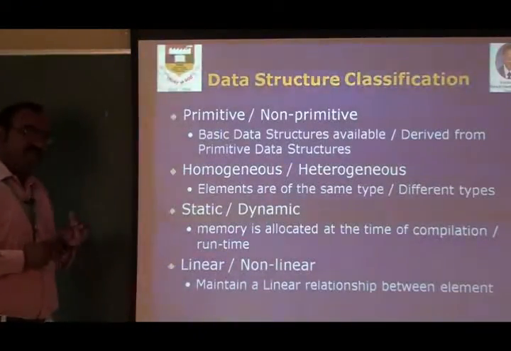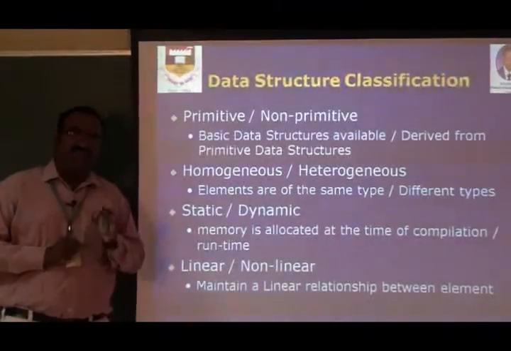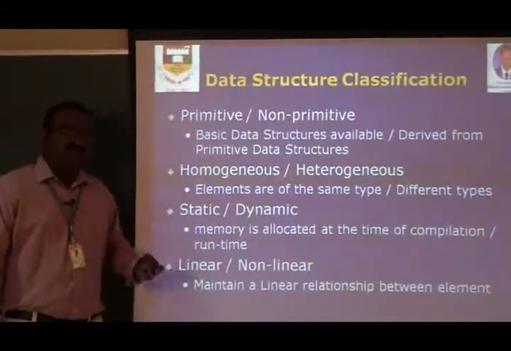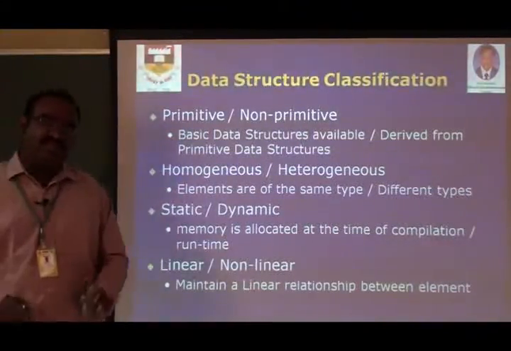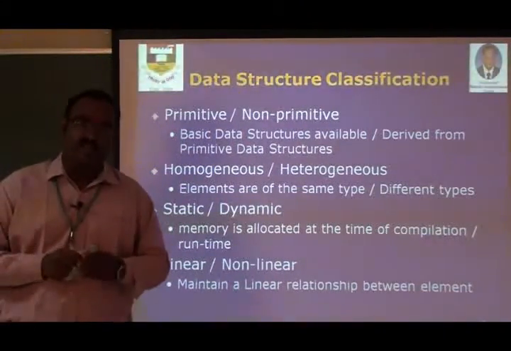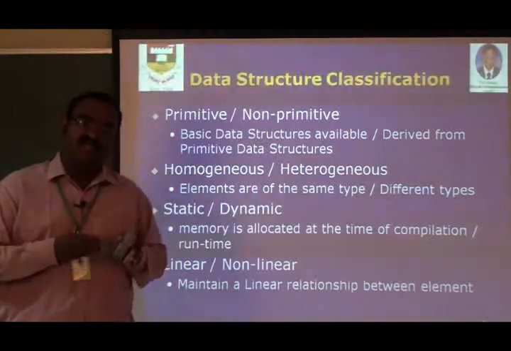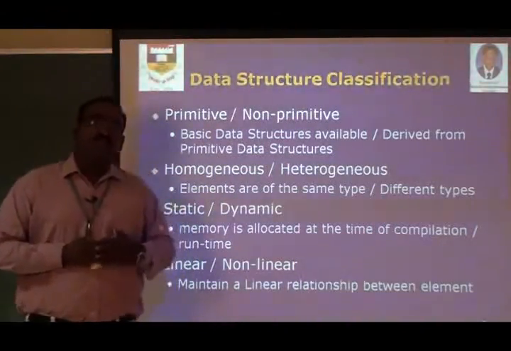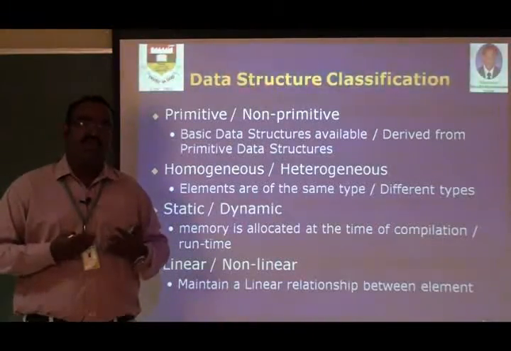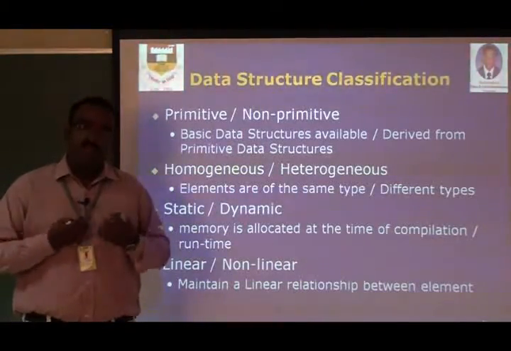So now the types of data structures. There is a lot of classification of data structures. The first one is primitive or non-primitive data structures. So what is primitive? It is a basic data structure provided by all programming languages like C, Fortran, Pascal, Ada, all kinds of object oriented programming and procedure oriented programming. So every programming language provides the primitive data structures, which are very basic.